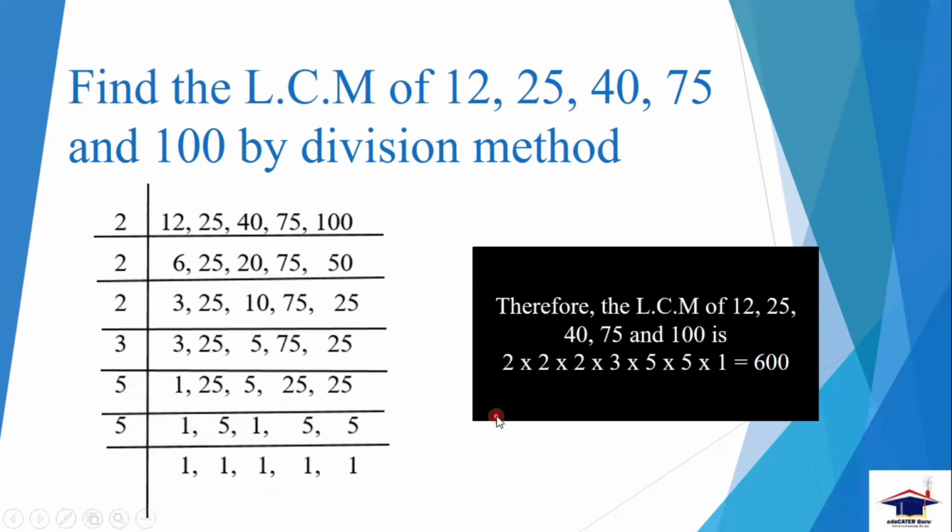So the LCM for 12, 25, 40, 75 and 100 is 2 into 2 into 2 into 3 into 5 into 5, which is 600. So the least common multiple among 12, 25, 40, 75 and 100 is 600.